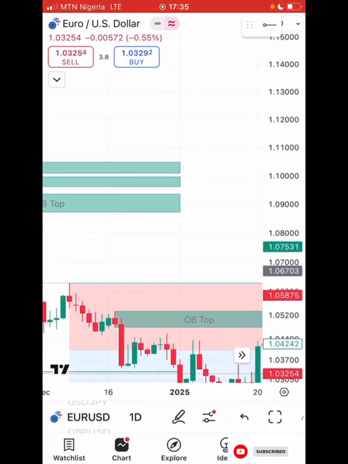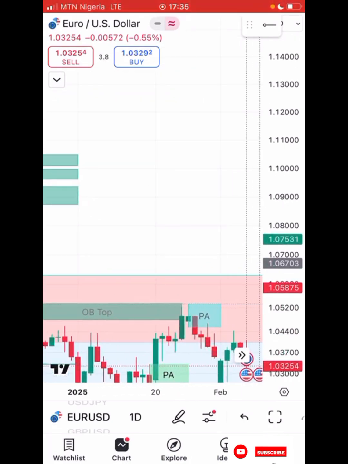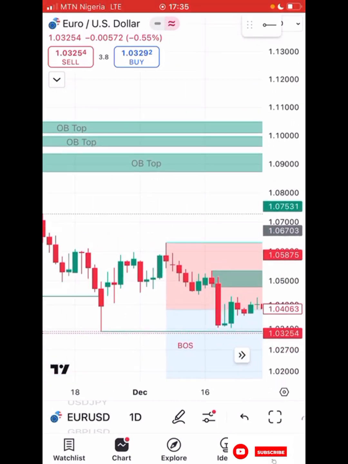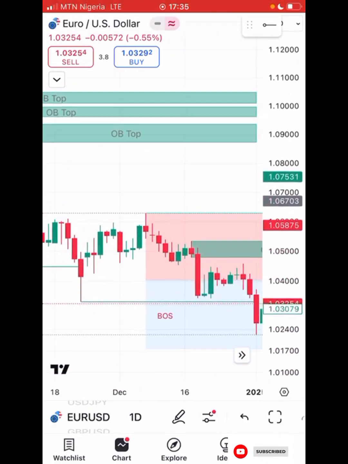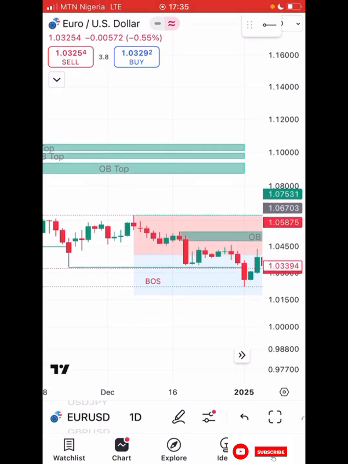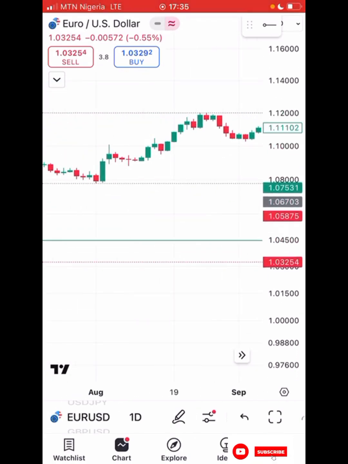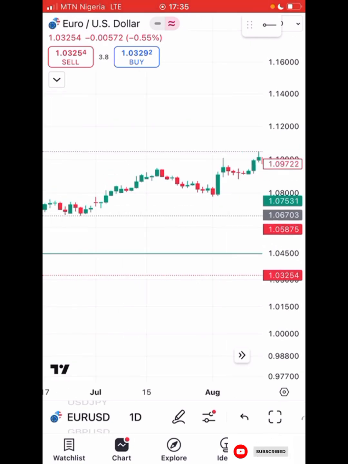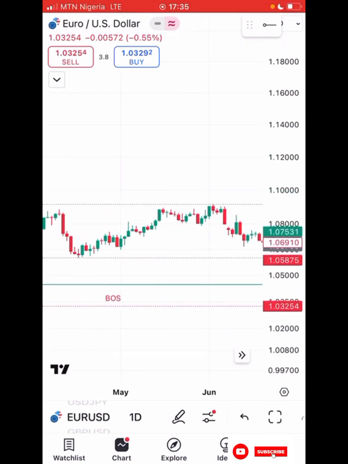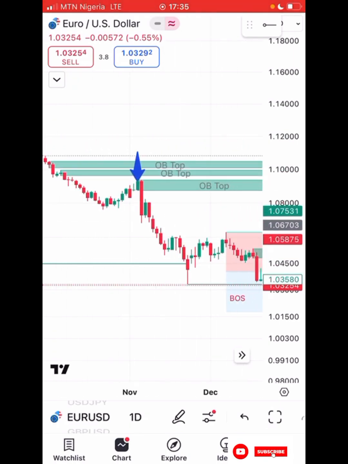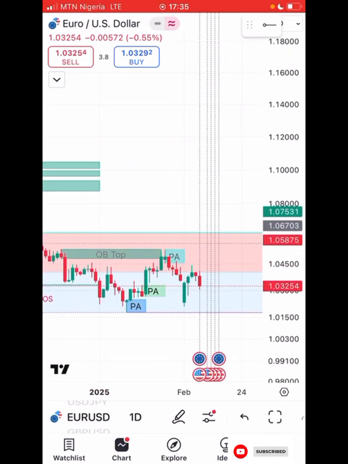A reaction. Now the market has not gotten to that area, but once it gets to that area, it will actually have a reaction. Now come down to this particular area. Let's try and see order block. I want to identify another area of order block so that you can understand what we are trying to do here. Okay, just follow me carefully.